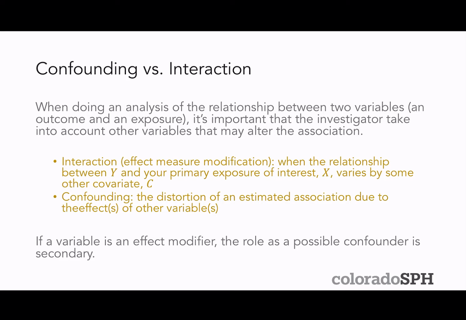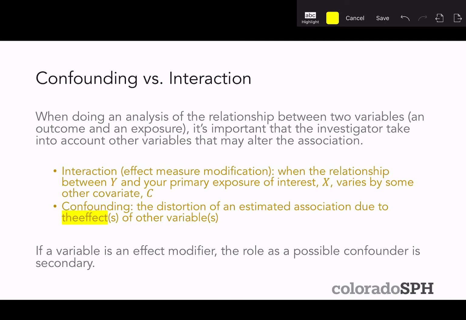We talked about interaction in the last lecture, and both confounding and interaction variables are variables that somehow alter the association between an exposure and an outcome of interest. Because of that, you have to take them into account. Interaction causes the relationship between your outcome Y and your primary exposure X to vary by some other covariate. Confounding, on the other hand, distorts the estimated association due to the effect of that other additional variable.